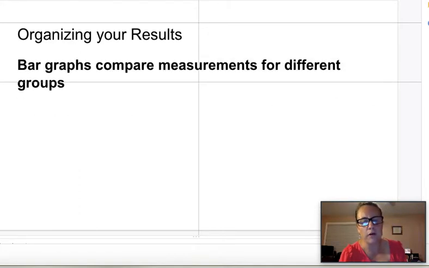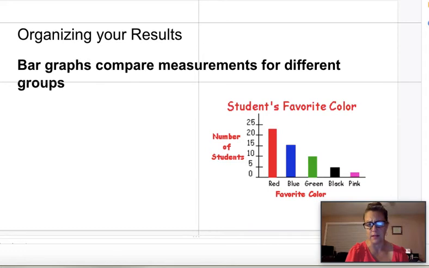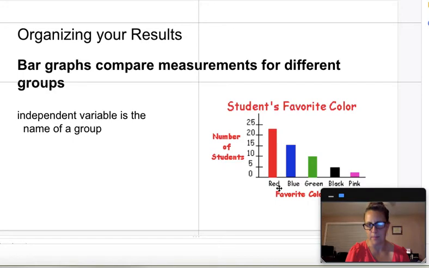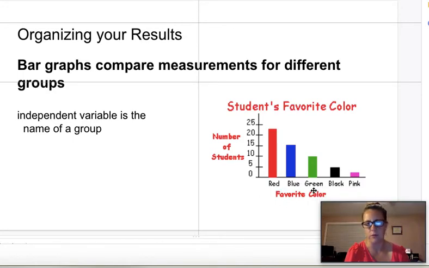The other kind of graph that we're going to draw commonly is a bar graph. And a bar graph is used to compare measurements for different groups. And it's going to look something like this. When you draw a bar graph, the independent variable is usually the name of the group. And so unlike the line graph, which had numbers on both sides, a bar graph is usually going to have something other than numbers on the bottom, on the independent variable. So you can see here it's colors: red, blue, green, black, pink.